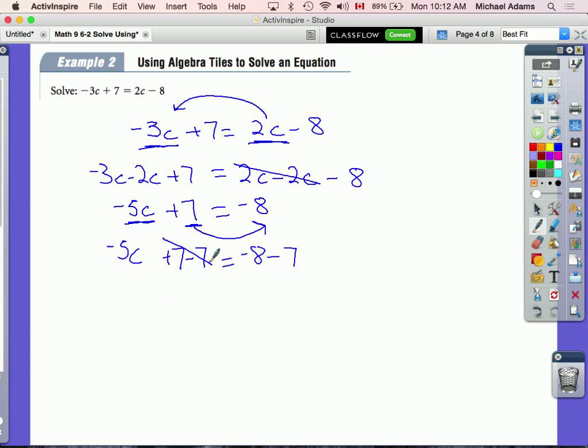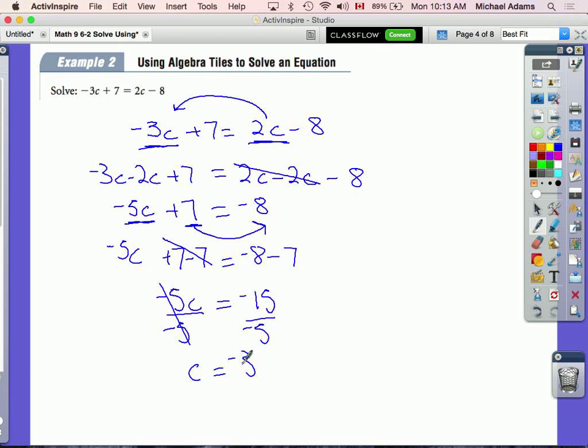So on the left side now, all I'm left with is a negative 5c. And on the right side, I'm going to end up with a negative 15. So now we should remember what to do with this kind of an equation. I have a negative 5c is equal to a negative 15. So I'm going to divide this side by negative 5. Remember the rule, what I do to one side, I do to the other. On this side, I divide by negative 5. So negative 5 divided by negative 5, they're opposite, so I'm going to end up with a positive, and so it's just going to be c, and this is going to equal negative 3.